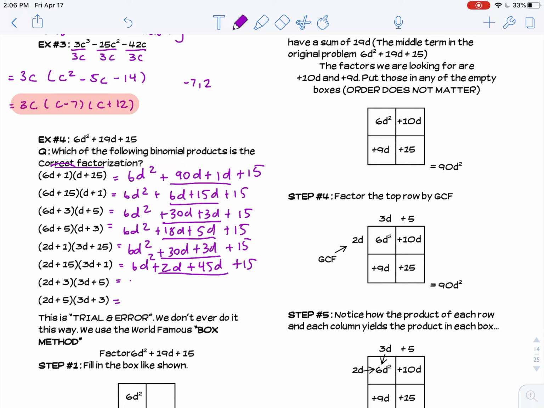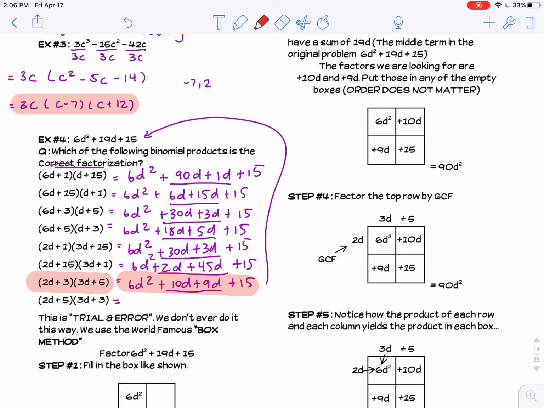That wouldn't work. We could do 6d squared plus 10d plus 9d plus 15. Boom. We have it. Okay. 6d squared plus 10d plus 9d plus 15. 10d plus 9d will give us 19d. That means this is the factored form.